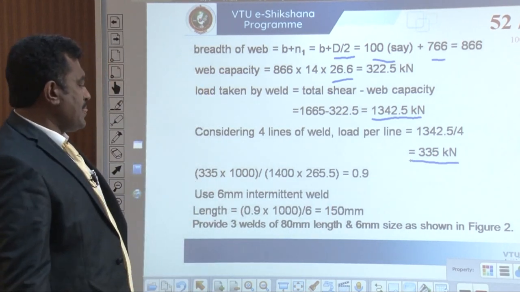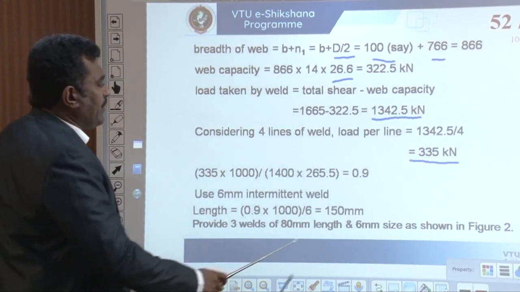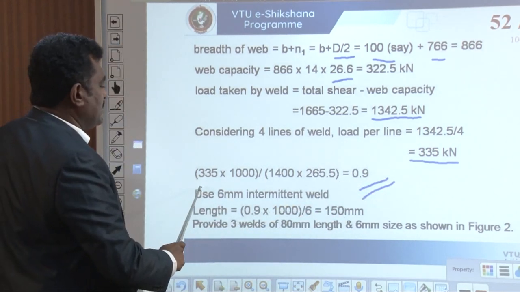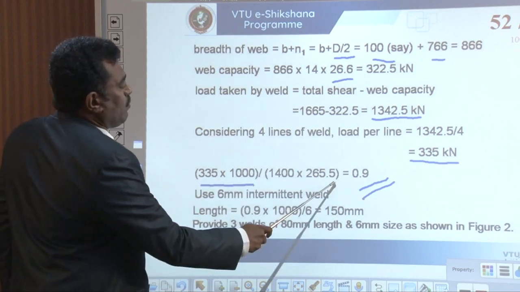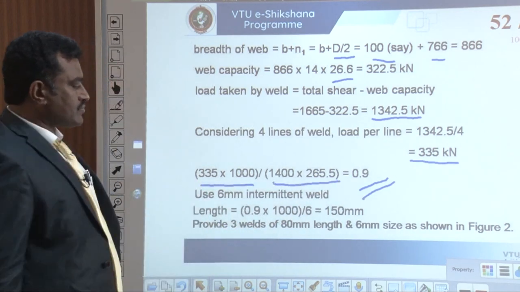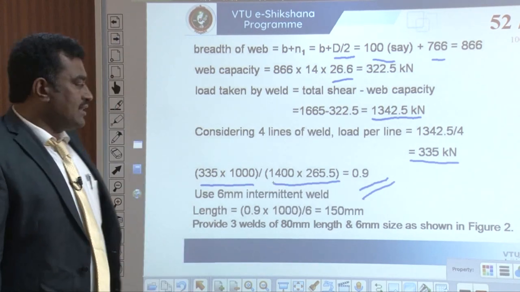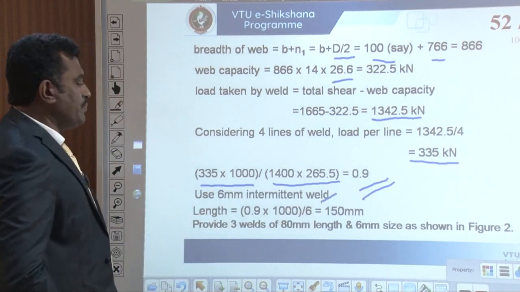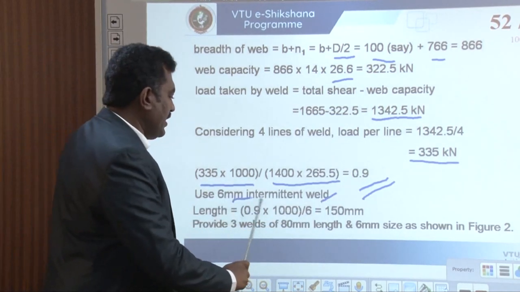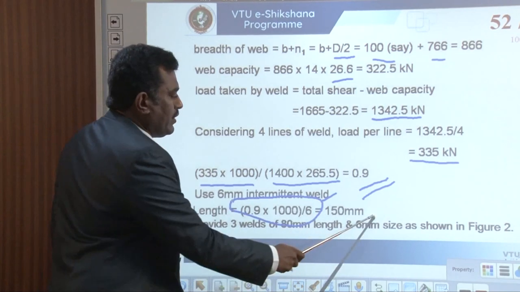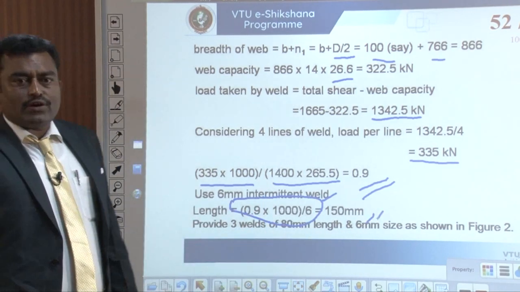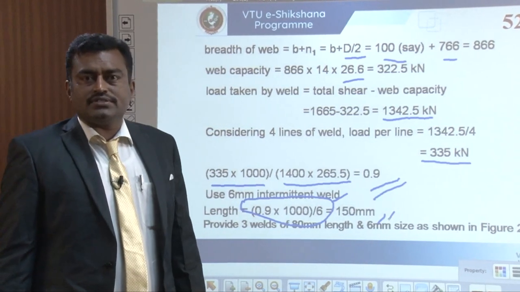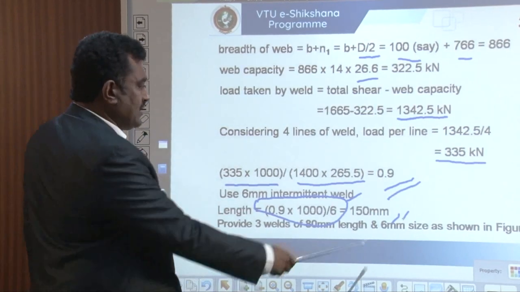That is 335 kilonewton. This will be equated to 0.9 times 1400 into 265.5. In that, using 6 mm intermediate welding, we substitute and the length should be 0.9 divided by 6, that means 150 mm. Therefore, provide 3 welds of 80 mm length and 6 mm size as shown in figure 2.